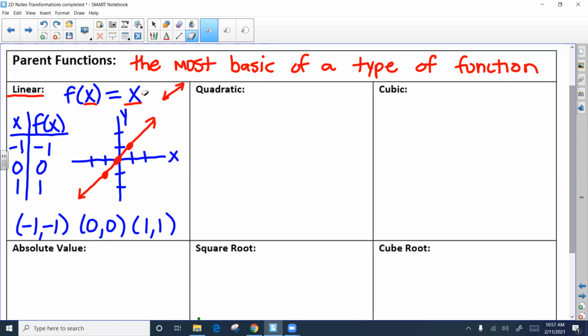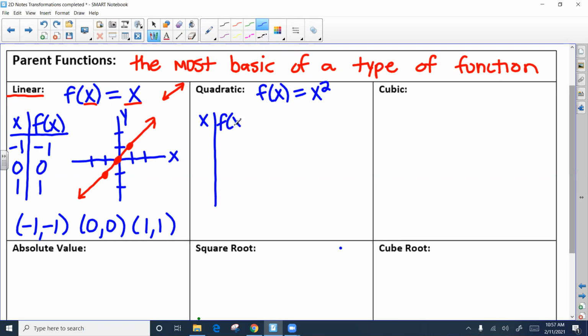All right, the second type of function is quadratic. So the parent function for quadratic is f of x equals x squared. So we talked about quadratic equations, and we know that means when we have an x squared. So a quadratic function also has an x squared. So we have f of x equals x squared. Again, I'm going to make an input-output table, x and f of x, and I'm going to include -1, 0, and 1 in my x values.